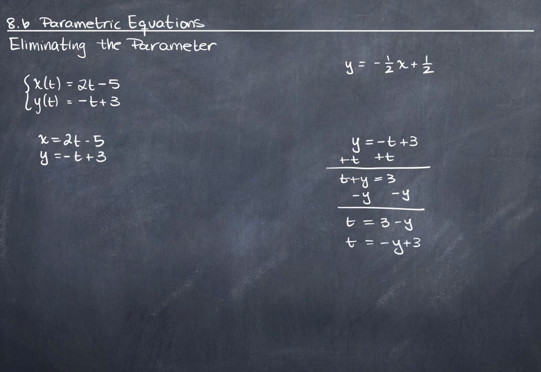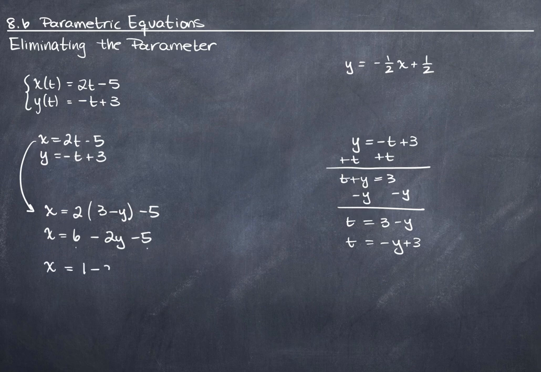Now, the reason I've done that is that I've noticed that both of these have a t in them. So if I know what t is worth, I can plug it into this equation. So now I'm going to take this equation and rewrite it down here. x equals 2 times t, well, t is 3 minus y, and then minus 5. Now let's tidy that up. x equals 6 minus 2y minus 5. I can combine like terms. Here I have x equals 1 minus 2y.